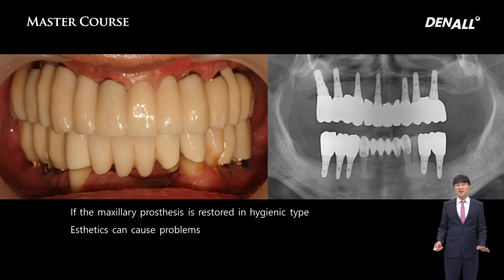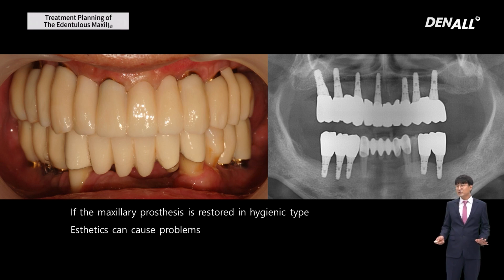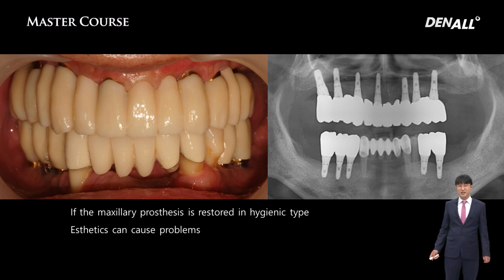Up to where the smile line is seen, I reduce the margin to the gingiva side as much as possible. But if the smile line is not shown, then in that area I create a supragingival margin and try to open space as much as possible. This is the more favorable way for oral hygiene management.